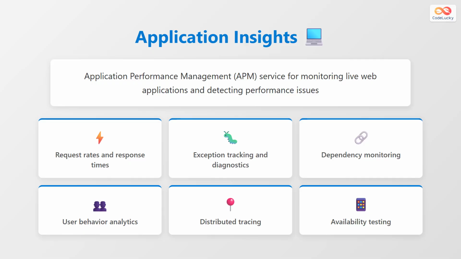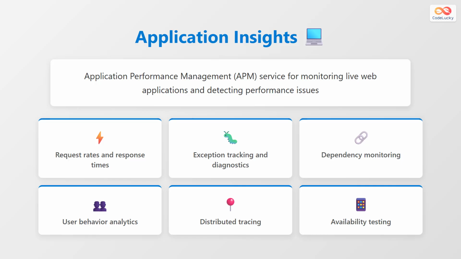Application Insights is Azure's application performance management, or APM, service designed specifically for monitoring live web applications and detecting performance issues. It tracks critical metrics like request rates and response times to help you understand application throughput and latency. Exception tracking and diagnostics help you identify and fix bugs quickly.